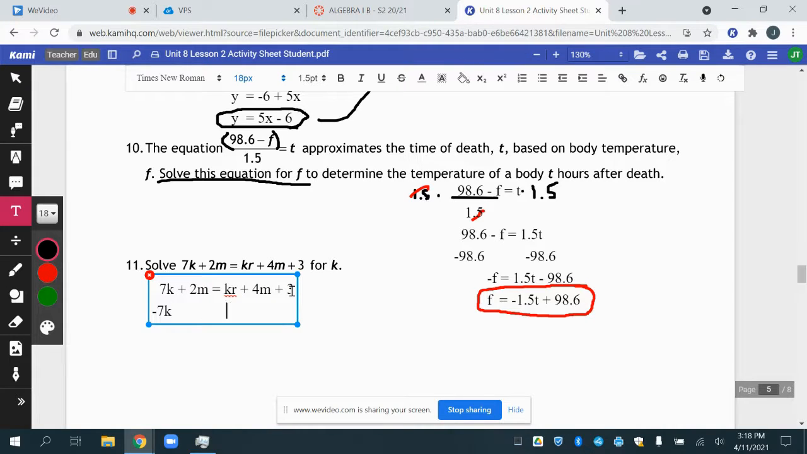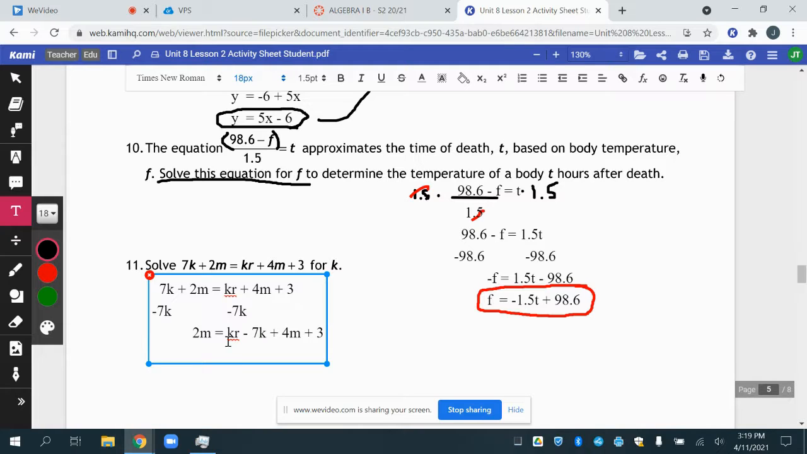And I got to subtract 7k's over here too. Okay. I might as well just tack it on the end for now. So I'm going to end up with, there's nothing left on the left side except for 2m. And on the right side, we have kr. We took away 7k. We still have 4m. But we still have 3. Okay. This is not quite where we want to go, but we're getting there.